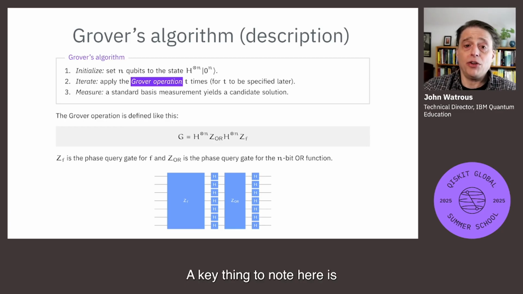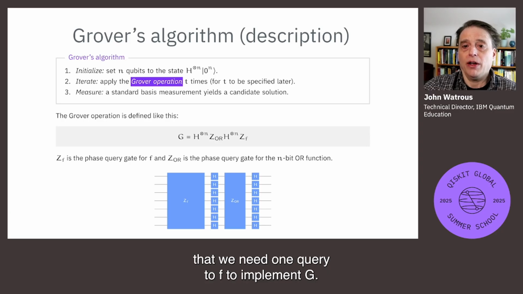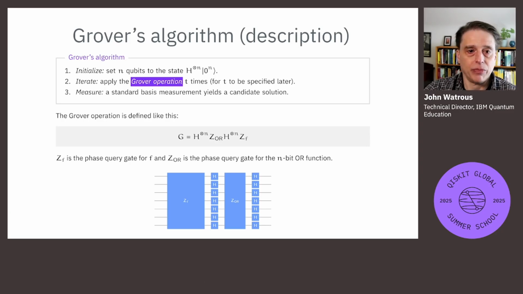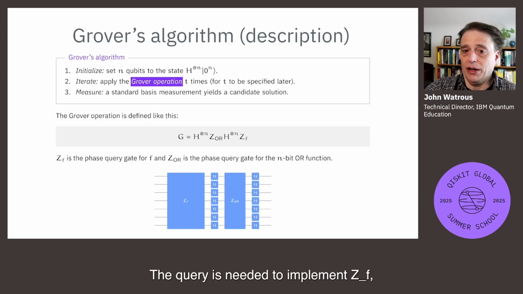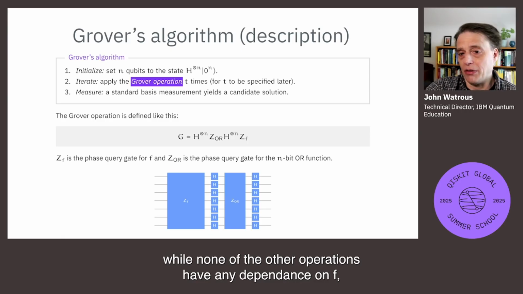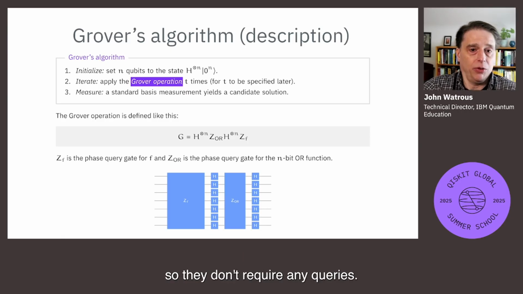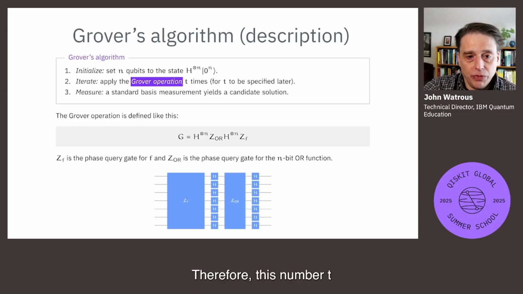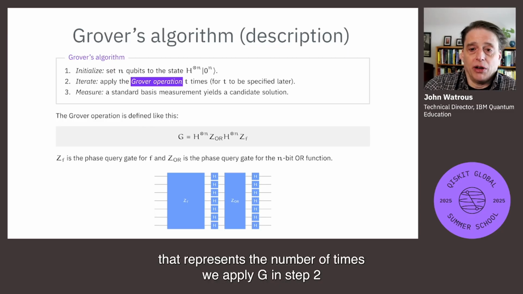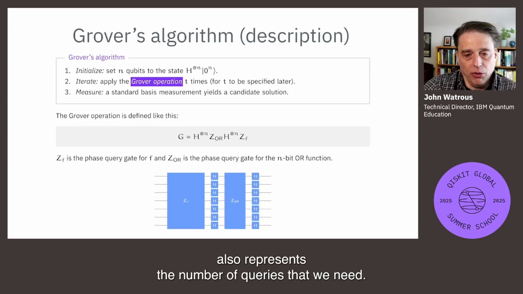A key thing to note here is that we need one query to f to implement G. The query is needed to implement Z_f. Well, none of the other operations have any dependence on f, so they don't require any queries. Therefore, this number t that represents the number of times we apply G in step 2 also represents the number of queries that we need.